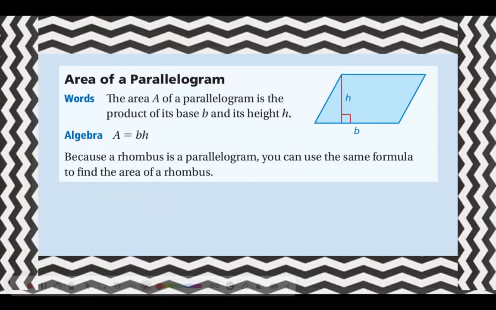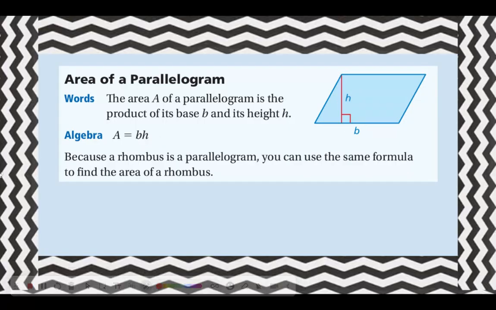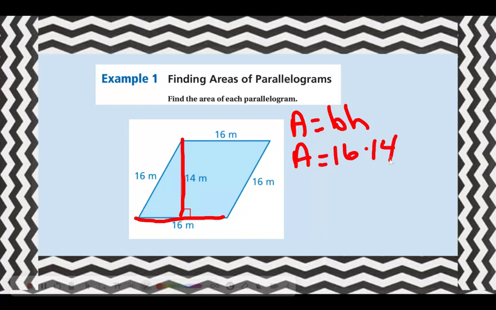Okay, here we have a parallelogram. So the parallelogram formula is area equals base times height. And remember, the height line is where the 90-degree angle is made. So here we have all these numbers. We are only focusing on the base and the height. So area equals base times height. Please write the formula down each time. So area equals 16 times 14.